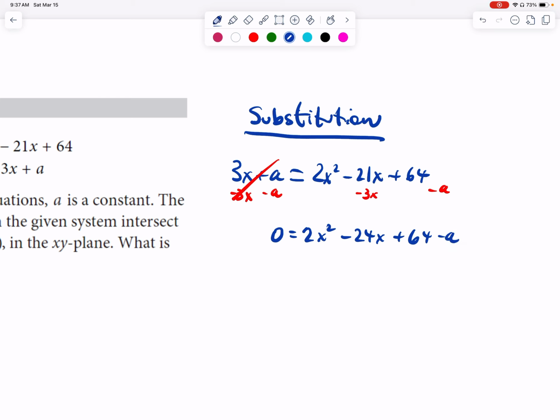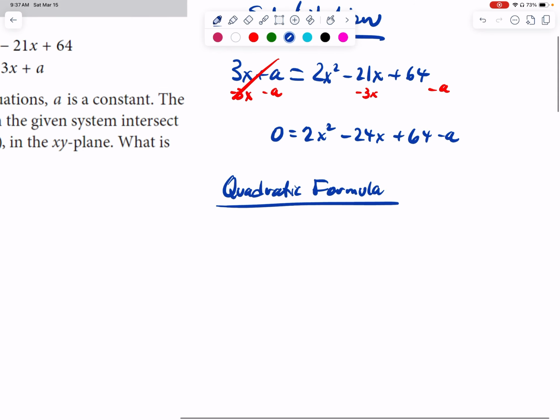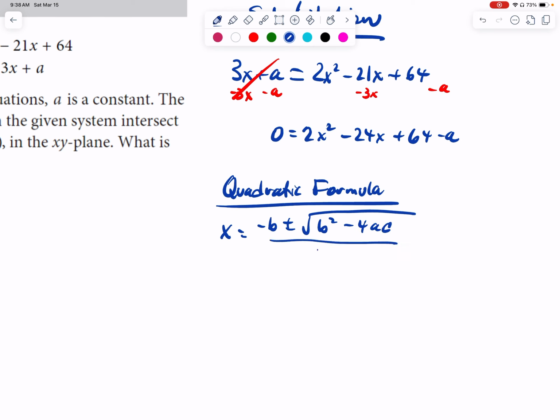Now, besides factoring and graphing, there's also the quadratic formula that we could use to solve a quadratic equation. Are you familiar with the quadratic formula? I think so, because you probably have it memorized. It goes a little something like this: x is equal to negative b plus or minus the square root of b squared minus 4ac, all over 2a.